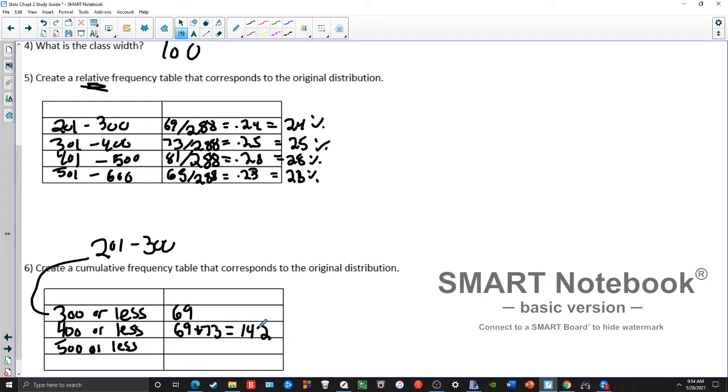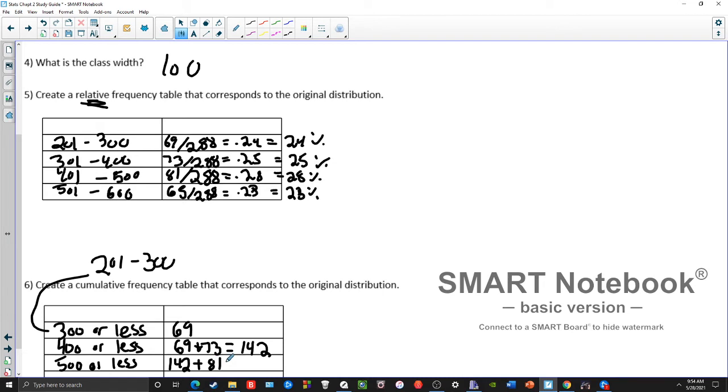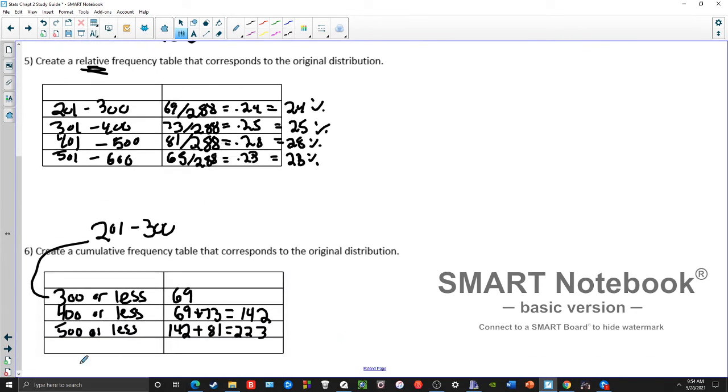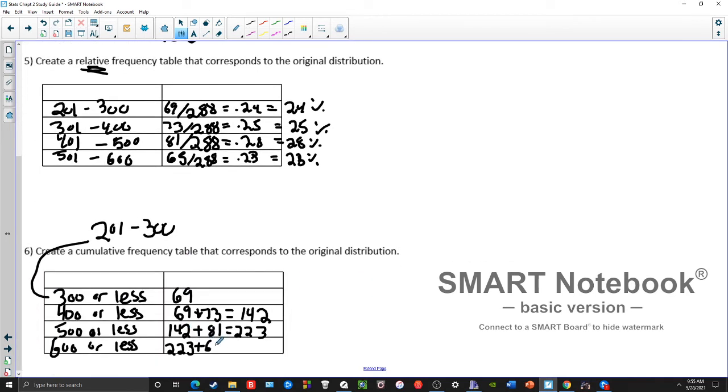So it's going to be everything from the first two, 142, plus itself, 81, which is going to give you 223, if I remember correctly. And then this next one's going to be 600 or less, which is going to be 223 plus 65, which is going to give me 288, which is basically your last category. It should be your total, everything together. Right?